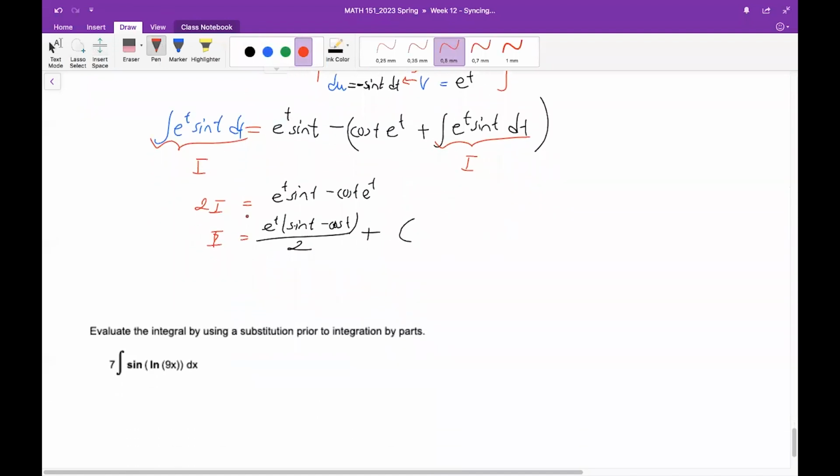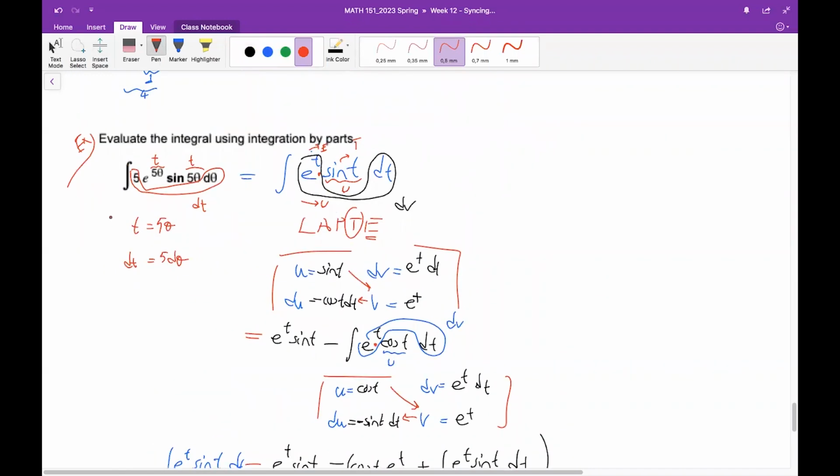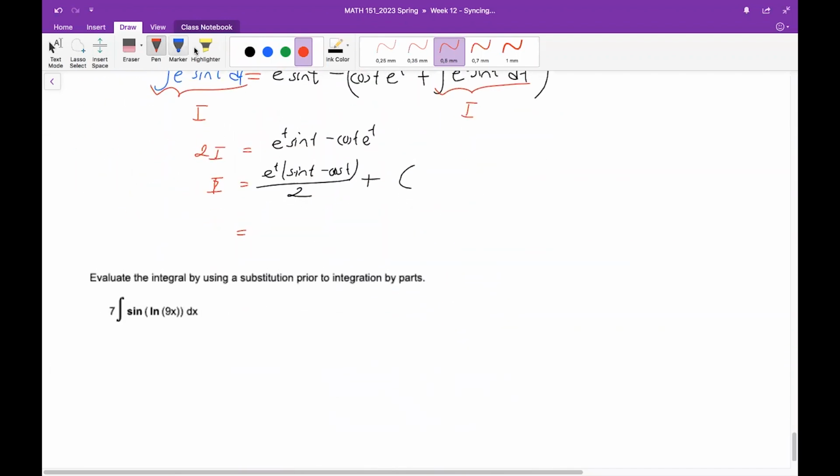And then we also need to turn back to the original variable. Remember, we applied one substitution at the beginning. So we need to insert 5 theta for t to give the final result. So t was 5 theta. We need to do back substitution here. So the result is e to the power 5 theta, sine 5 theta minus cosine 5 theta, divided by 2, plus c. Okay, that's your final result.